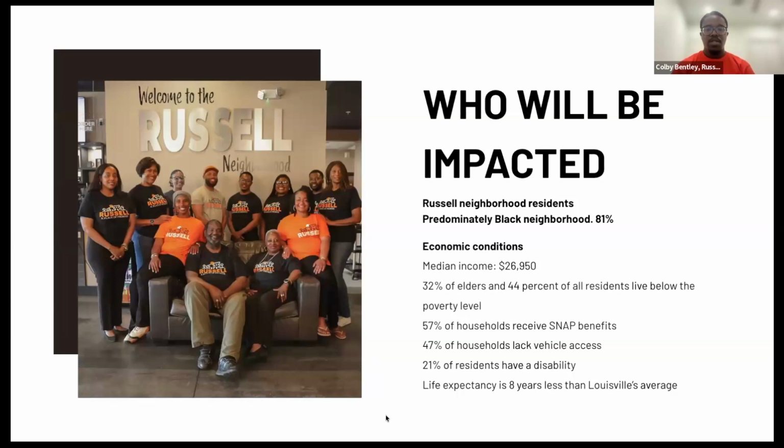So this is who will actually be impacted by the project. The project centers Russell residents. The neighborhood is predominantly Black. The median income is around $27,000 per year. 44% of the residents live below poverty, and half of the households lack access to a vehicle. Life expectancy is 8 years lower than the city average, which is insane. But these conditions reflect long-term disinvestment. So this project is about restoring access and opportunity.